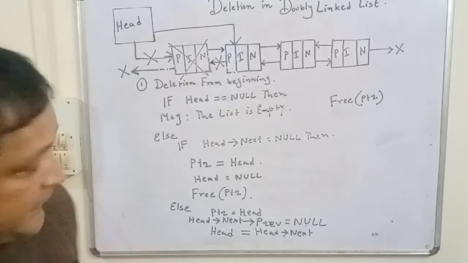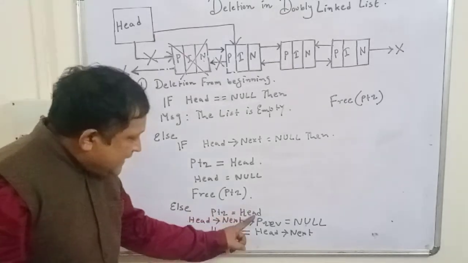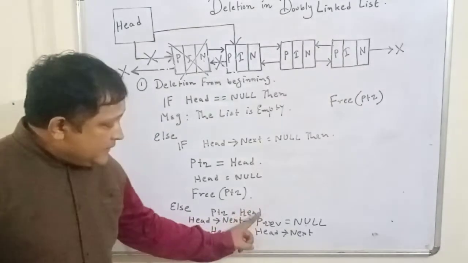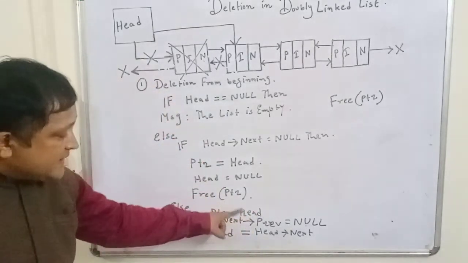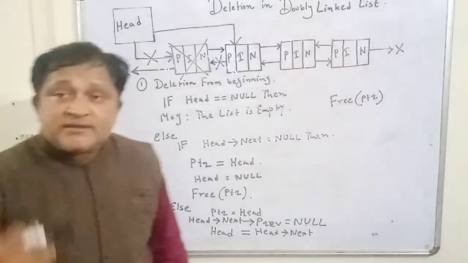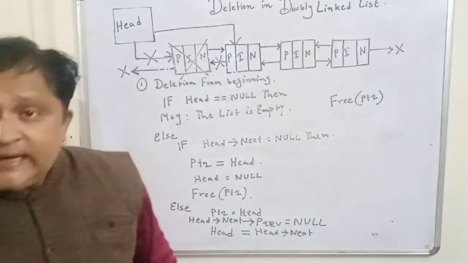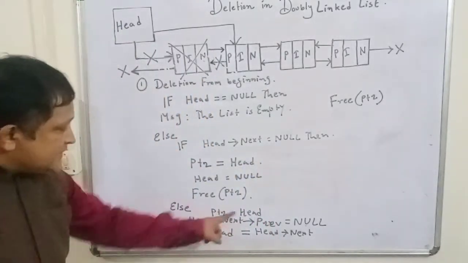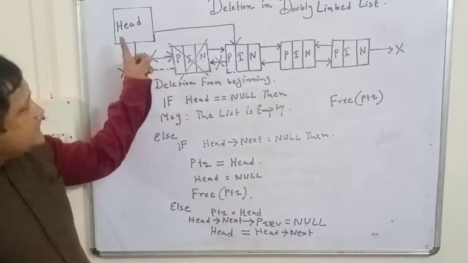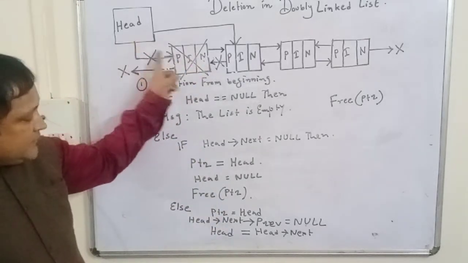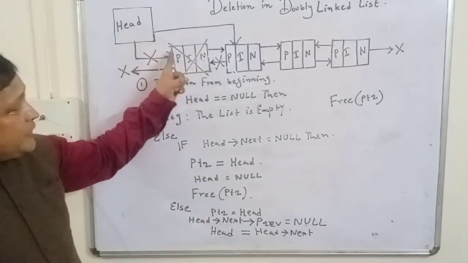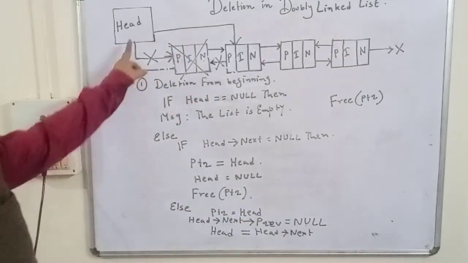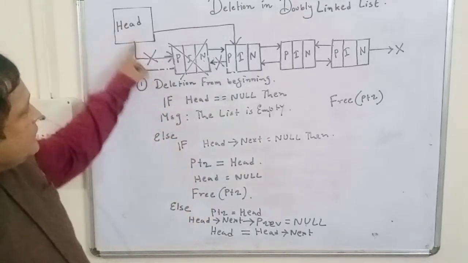So what we have in the else part: first, head will be assigned to the pointer PTR. We have to declare a pointer PTR where head will be assigned to PTR, meaning the address that is stored in head will be assigned to PTR now. So what head was pointing to so far, the PTR will point to from now onwards. So after this line, the PTR will point to the first node.